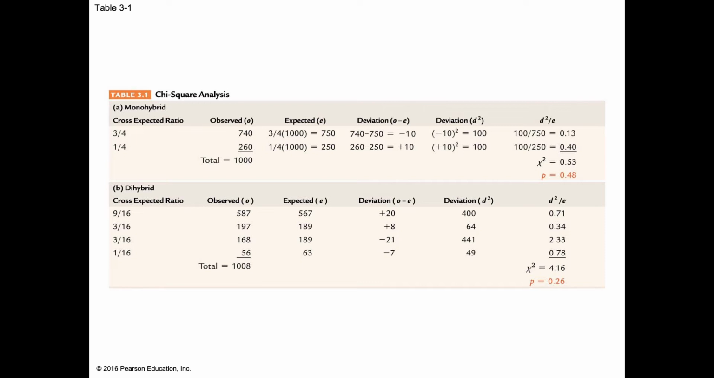So let's say we're looking at flower color in Mendel's peas. They can either be purple or white. So we'll set up a classic Mendelian experiment. We have a true breeding purple flower crossed with a true breeding white flower.